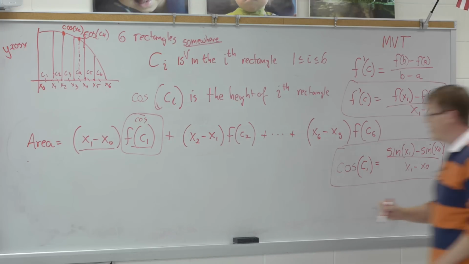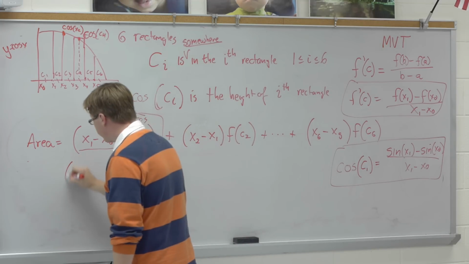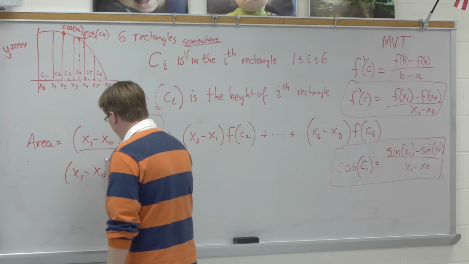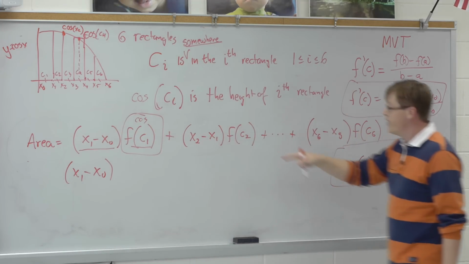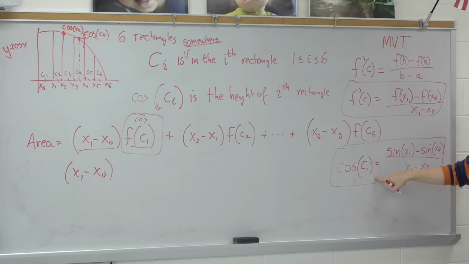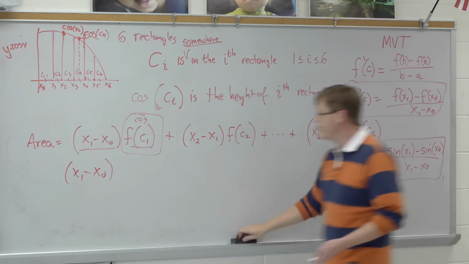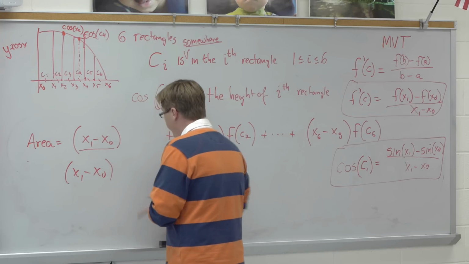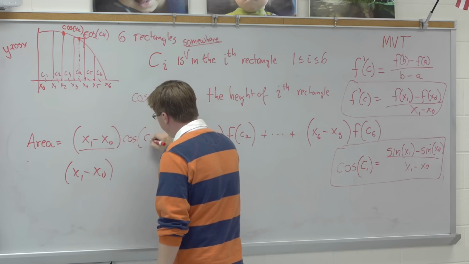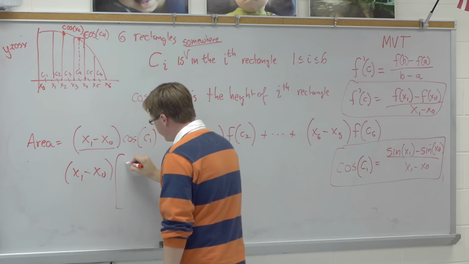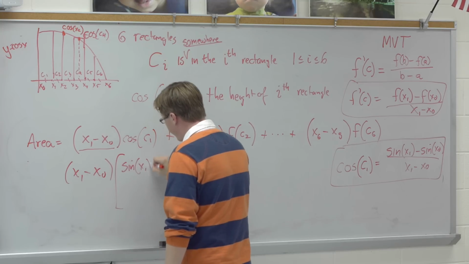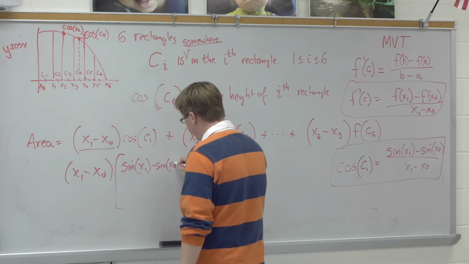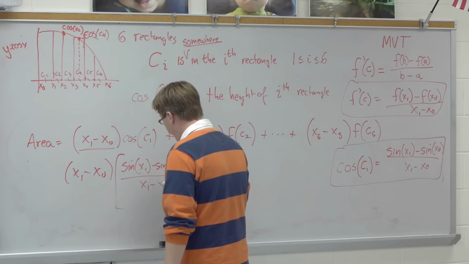Okay, well then let's plug this in. So the area is x1 minus x0 times cosine of C1, right? Because that f of C1, I should have maybe written it as cosine of C1, but we know that cosine of C1 is sine x1 minus sine x0 divided by x1 minus x0.